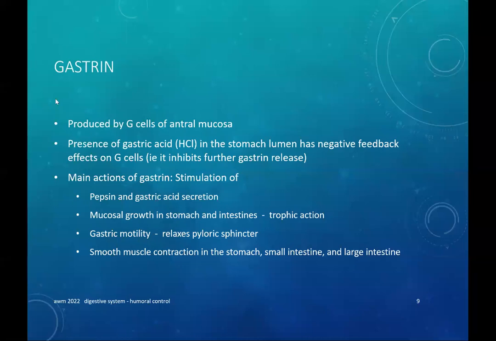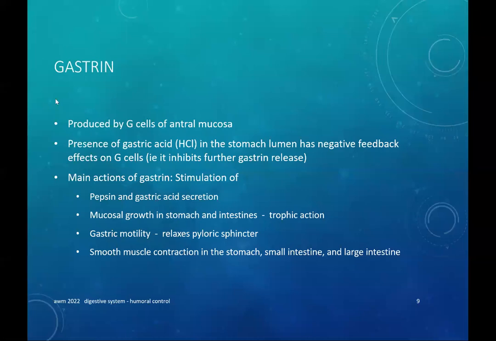So remember, gastrin is the one responsible for the release of hydrochloric acid. When it is secreted, it goes into the capillaries in the gut wall, so it acts as a hormone. It is not secreted so that it mixes with the luminal content. So what are the main actions of gastrin?